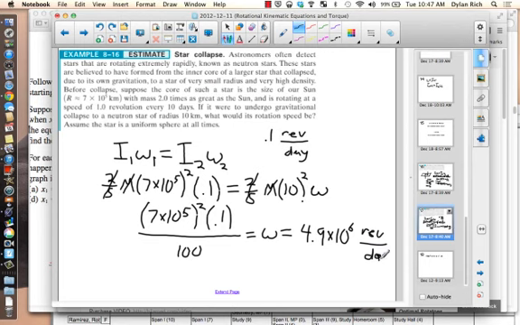That's a lot. It was slower than Earth, and now it's way faster than Earth. Okay. Does this make sense? Because it got that much smaller. It used to be really huge and now it's tiny.